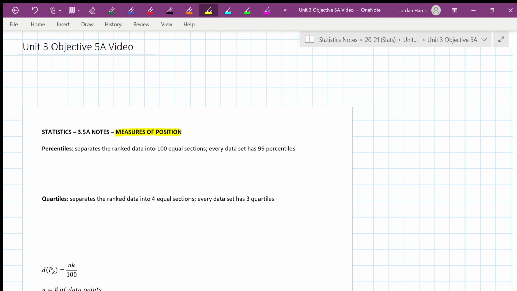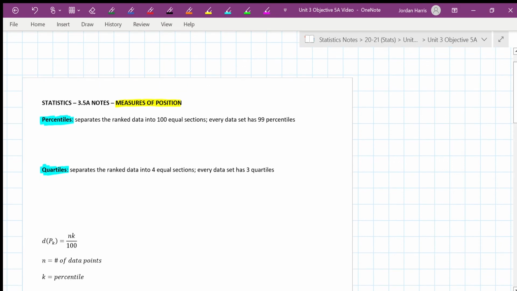So we're going to talk about how to think about where data points are located within a data set. Okay, and we're going to talk about it in a couple different ways. Today, we're going to talk about percentiles and quartiles. Next time, we're going to talk about z-scores and the normal distribution. Okay. So we're looking at where things are located. So first we have percentiles.